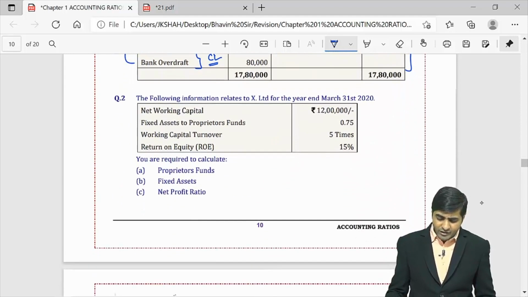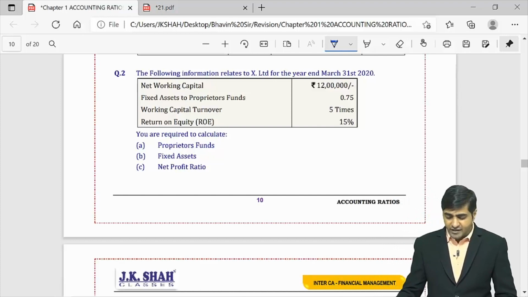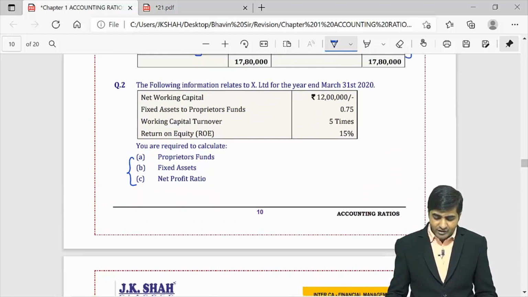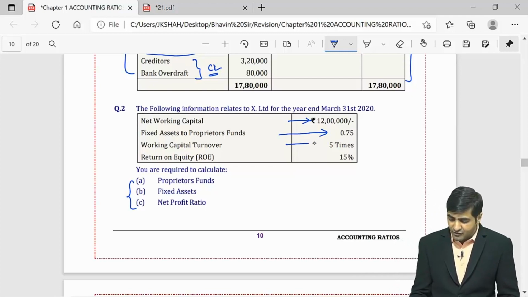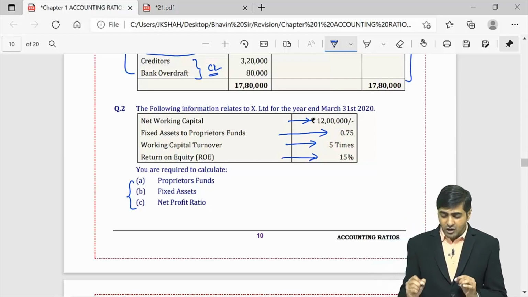Now coming to the next question, my dear students, here from the following information we are required to calculate these ratios: your proprietors funds, your fixed assets and your net profit ratio. Guys, we have the net working capital available, we have fixed assets to proprietors funds available, and then we have working capital turnover, we have ROE. Now in such a situation, how should you approach?